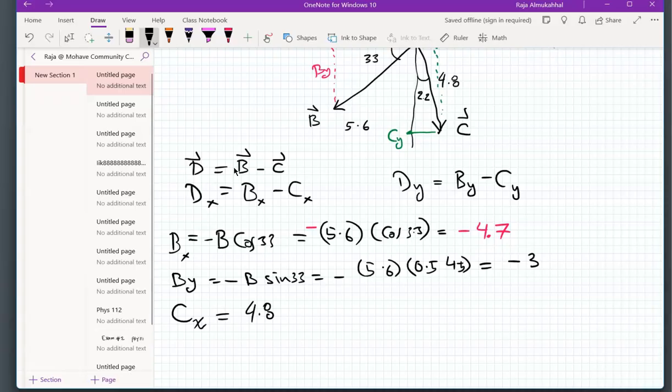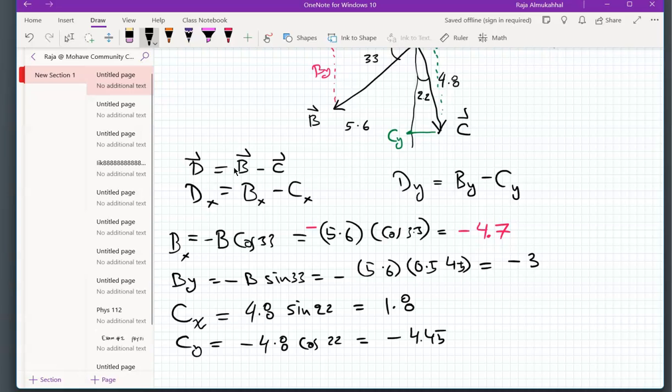4.8. Let's look at the angle here. That would be 4.8 sine 22. And when we calculate that, I will end up with 1.8. And then c sub y is equal to -4.8 cosine 22. And the answer in this case would be -4.45.